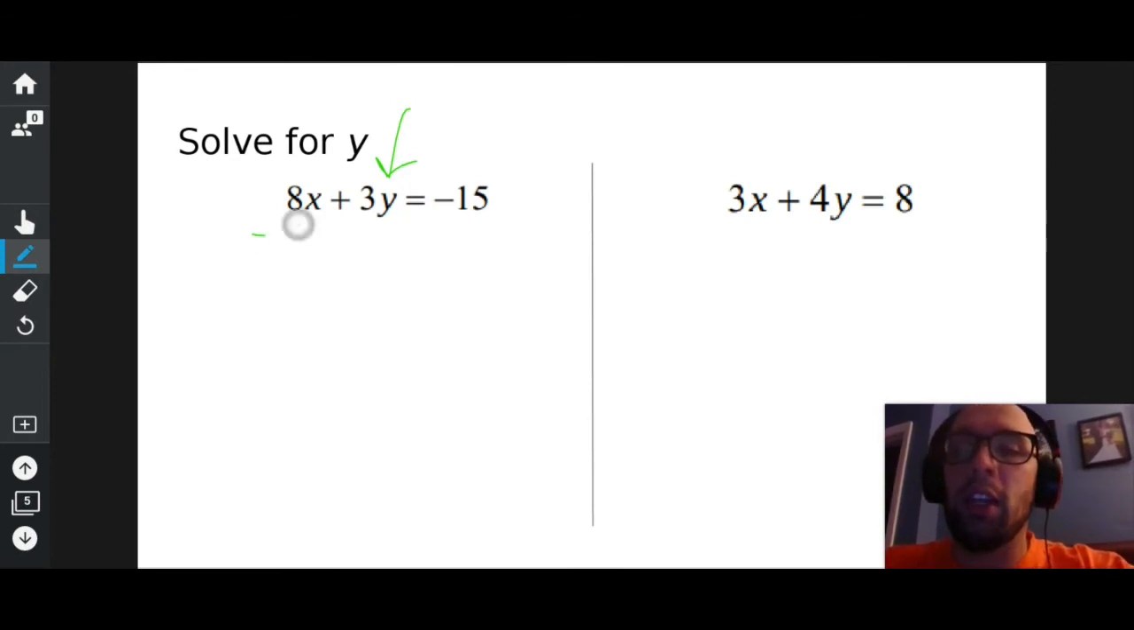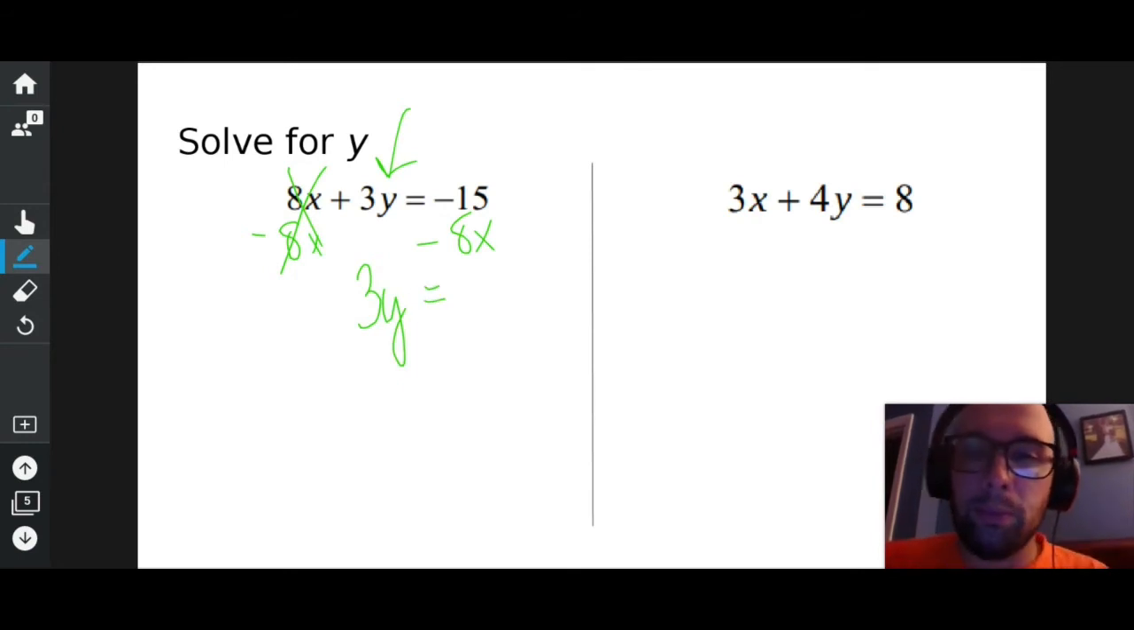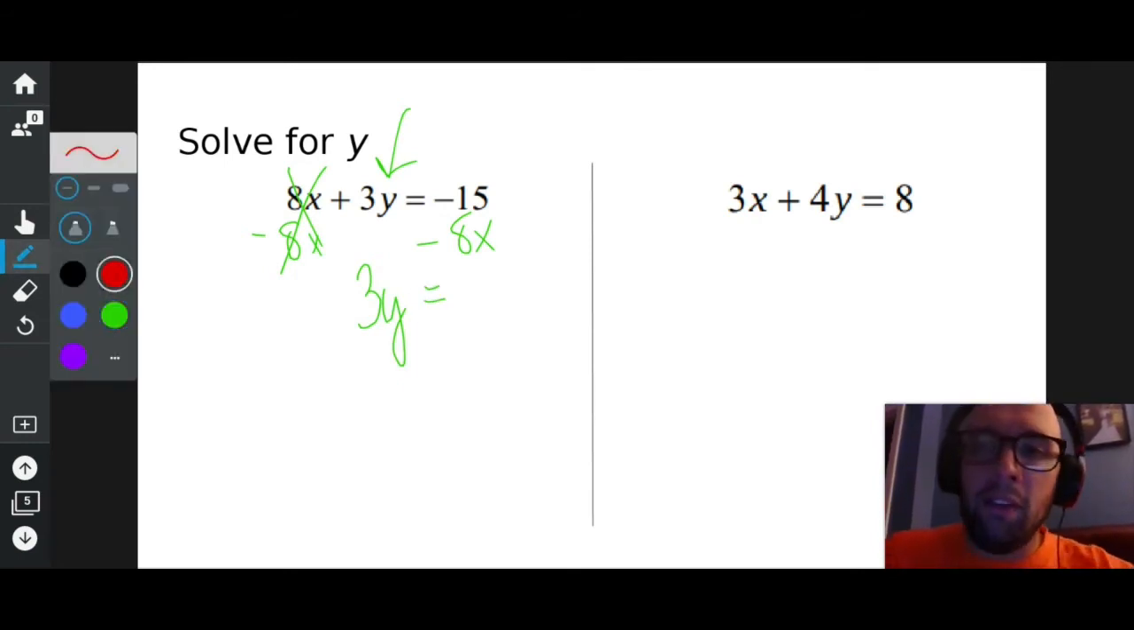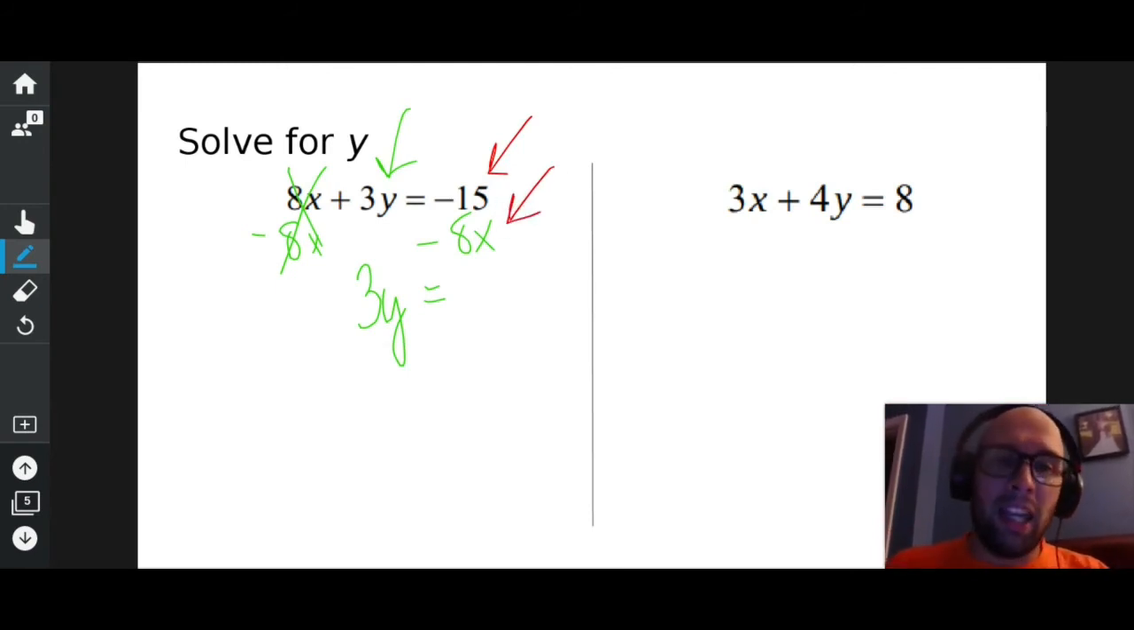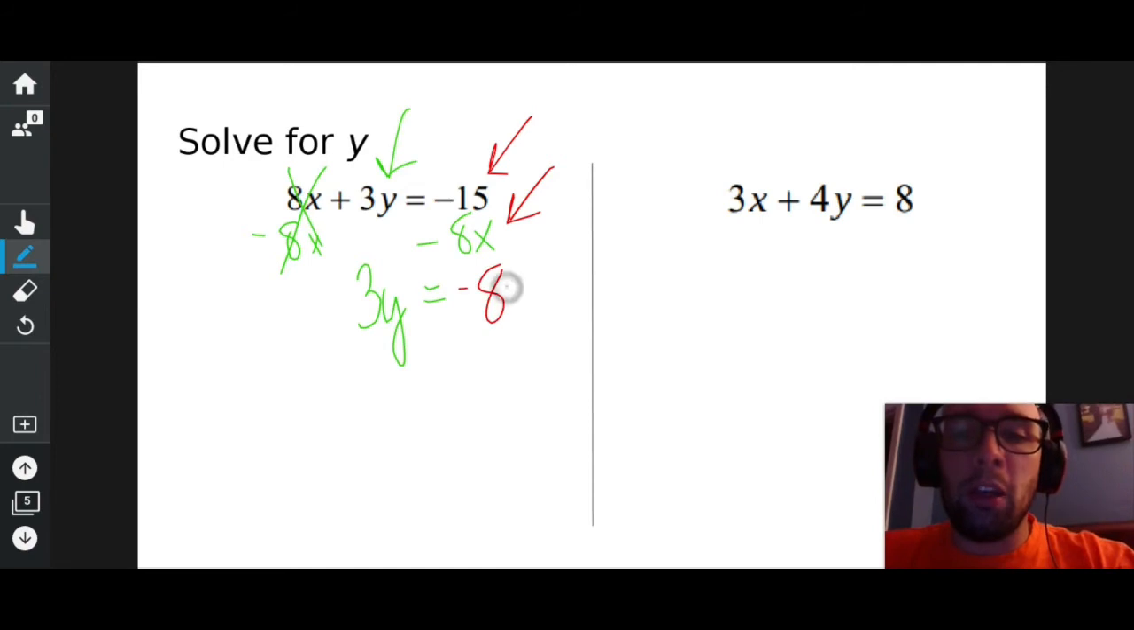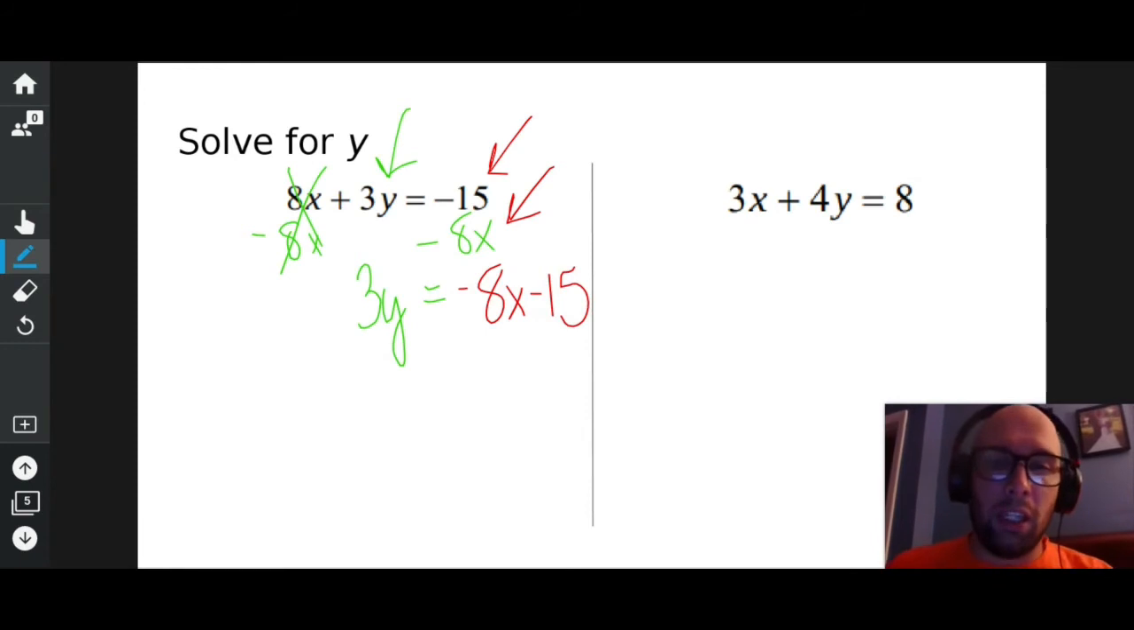Get rid of the 8x by doing the opposite of a positive 8x, which is minus 8x. That crosses out. Bring down the 3y equals. On the right side, I have a negative 15 and a negative 8x. They don't combine because one of them has an x and the other one doesn't. They're not like terms. I'm going to write out the negative 8x first because let's get into the habit of always putting the one with the x first. Then minus 15. Is y all by itself now? No. There's a 3 attached to y.